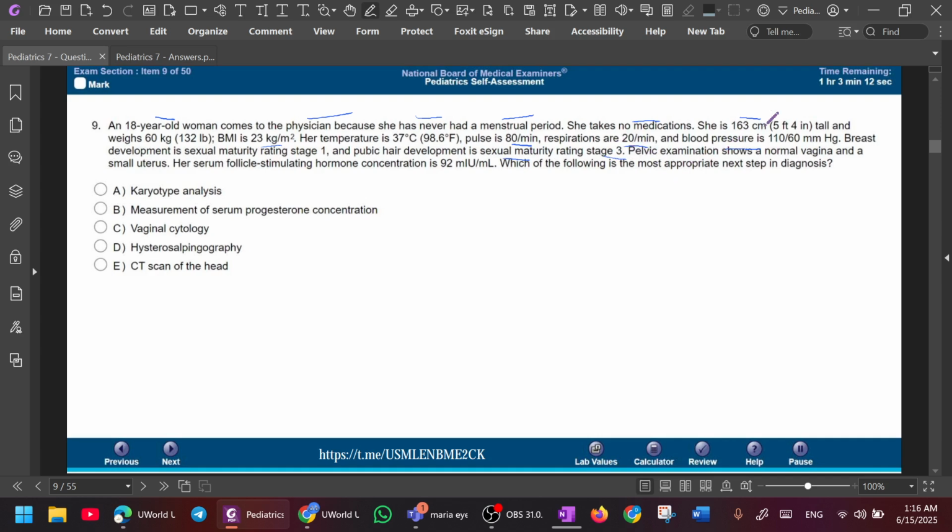Pelvic examination shows a normal vagina and a small uterus. Serum FSH is 92, high. Which of the following is the most appropriate next step in the diagnosis?